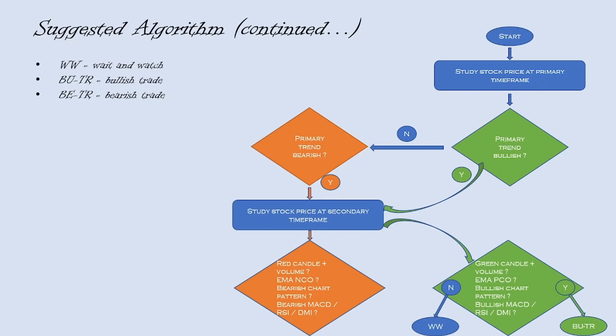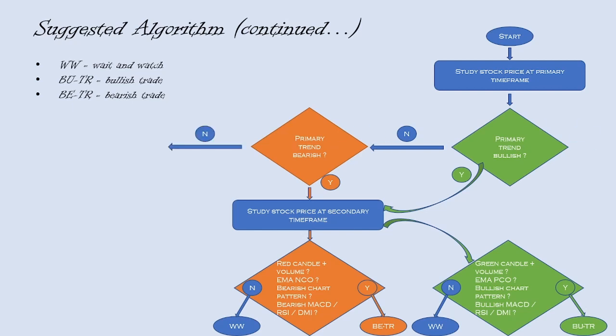You must have a bearish chart pattern, and your MACD, RSI, DMI must be giving you bearish signals. See, this is exactly opposite to the bullish trend. If all the signals are bearish, if it is a yes, then you take a BETR. BETR is bearish trend. If some of the signals are not there, if the volumes are not good, what do you do? You have no option but to wait and watch.